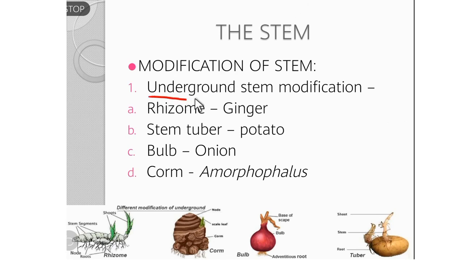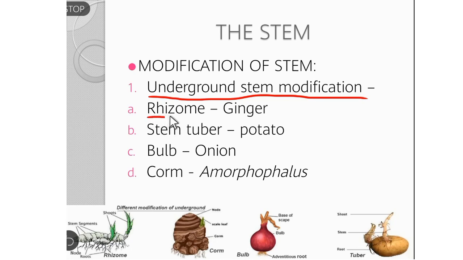The first one is underground stem modification. The name itself suggests that the portion of the stem which is beneath the soil is modified for some purpose. Generally speaking, underground stem modification is basically for food storage. Let us get into the examples one by one.